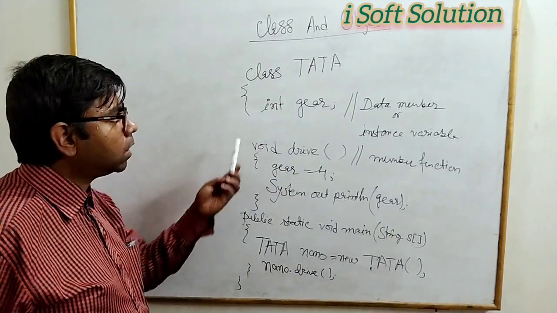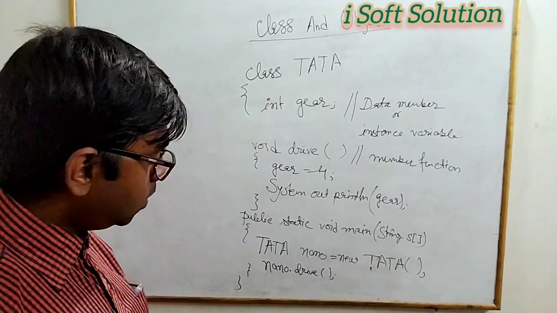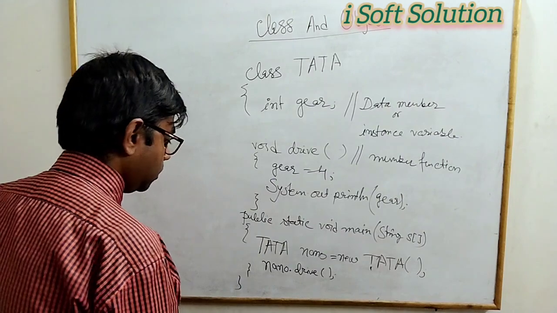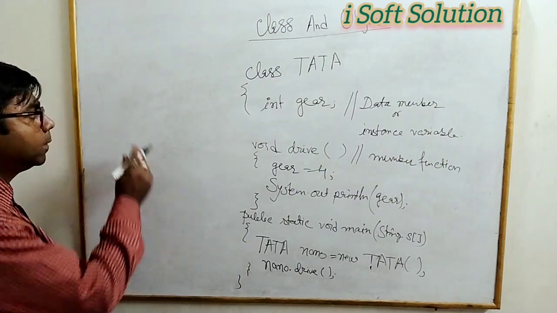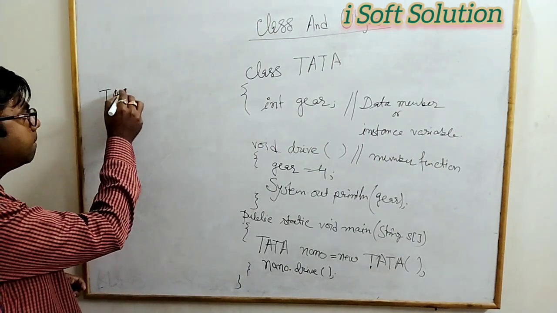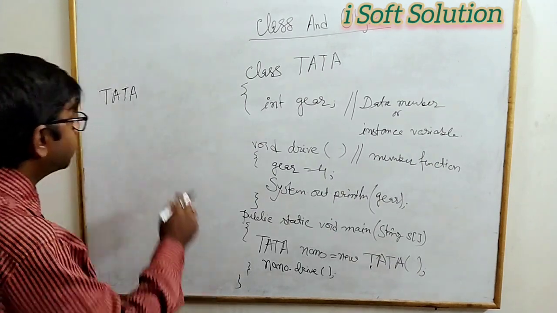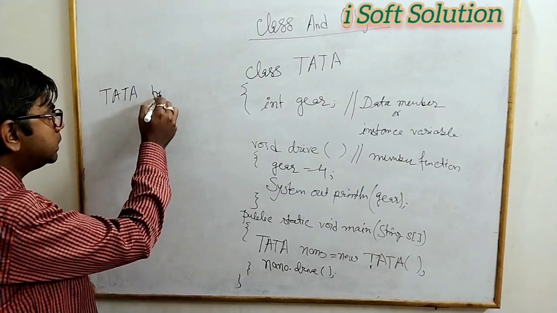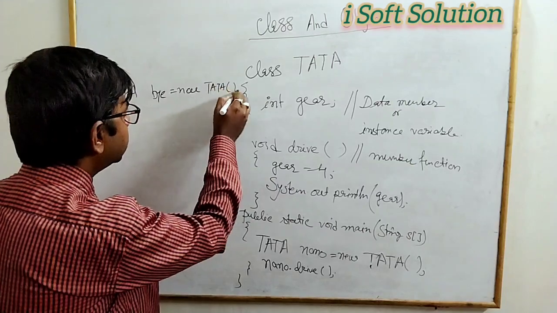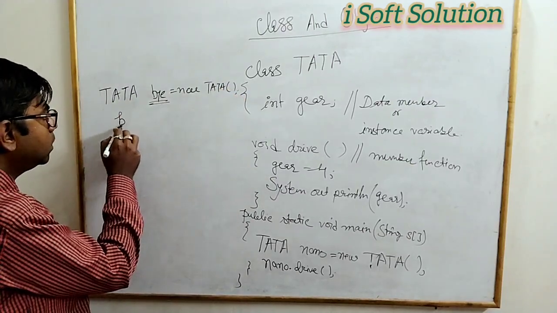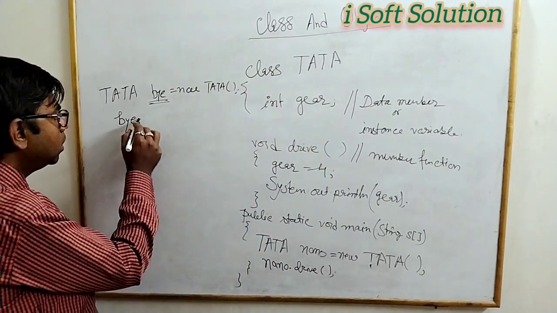If you try to write another object of this Data class, you can also write within the main. So no space actually left over here. I am writing the object in this section. Data by equals to new Data. This by is an object, so you can access the drive function with the help of this by object, like by dot drive.